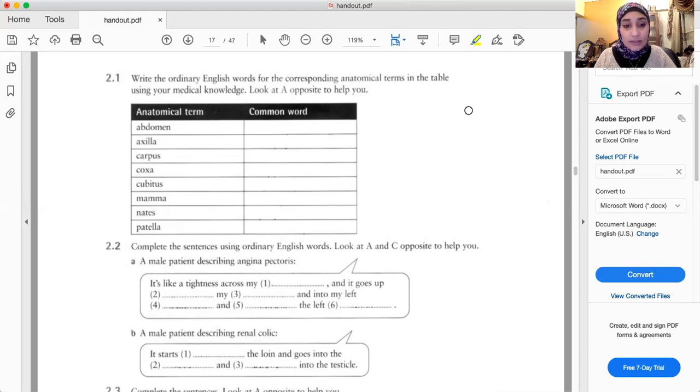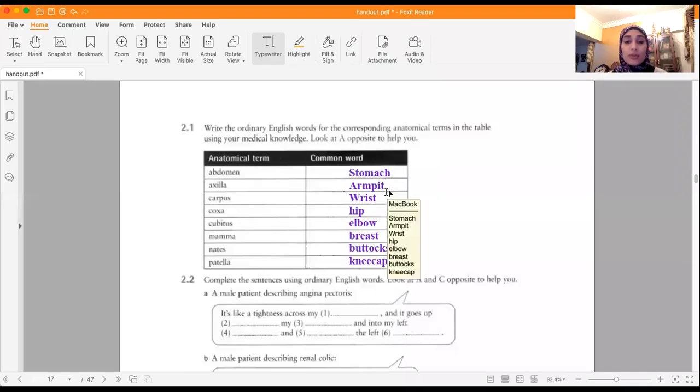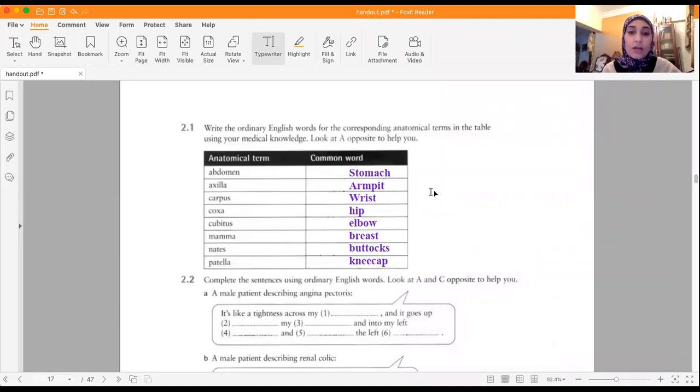All right, let's move to number 2. Before going to the second exercise, I wanted to write for you the answers that I said. We said abdomen means stomach, axilla means armpit, carpus means wrist, coxa means hip, capitis means elbow, mama means breast, nates means buttocks, and patella means kneecap.